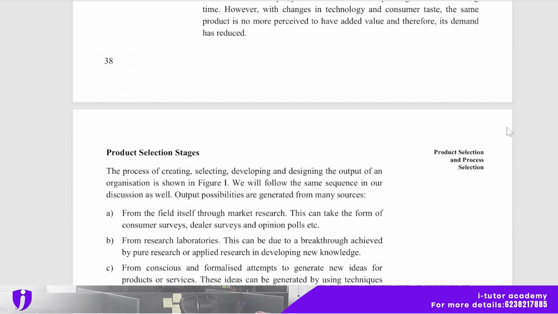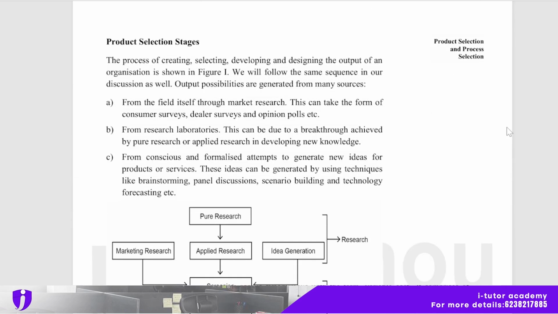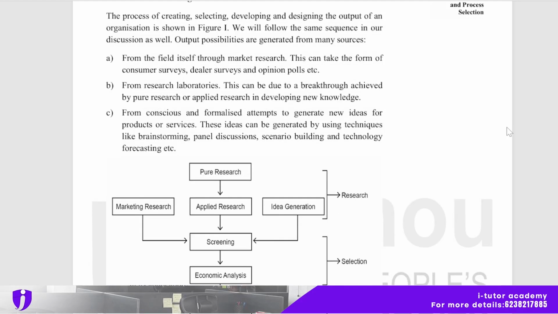So the product selection stages are here. Output possibilities are generated from many sources: from the field itself through market research, which can take the form of consumer surveys, dealer surveys and opinion polls; from research laboratories, through breakthroughs achieved by pure or applied research in developing new knowledge; and from conscious and formalized attempts to generate new ideas for products or services.